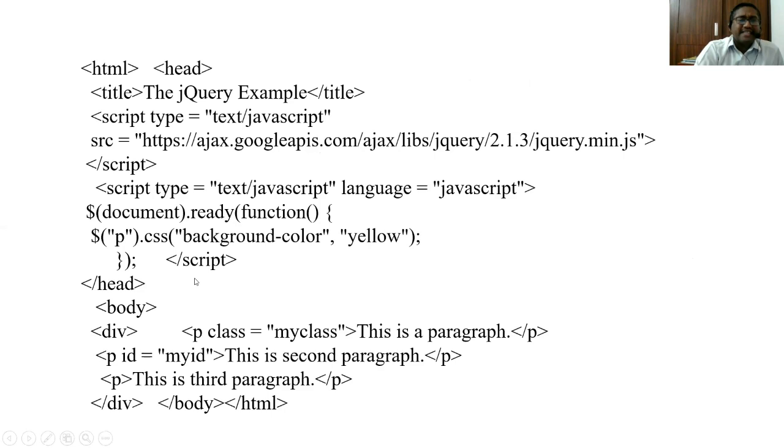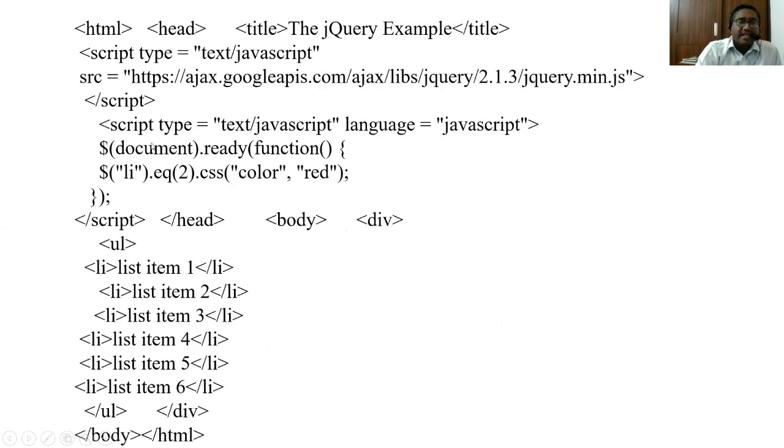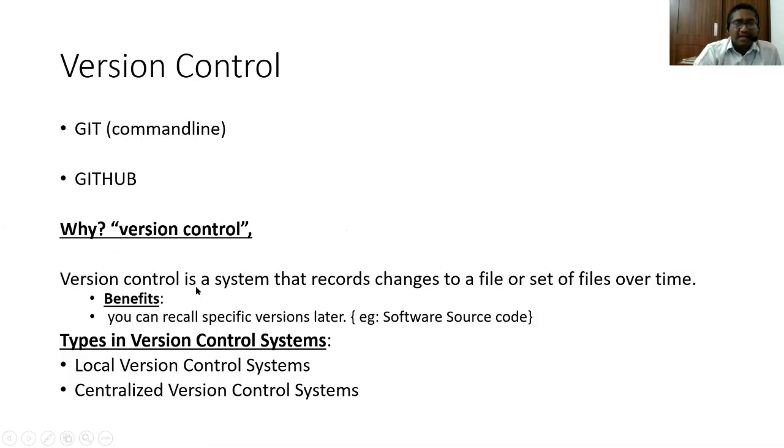One small example, how to change the paragraph tag background. You see here, this is the jQuery code. $(document).ready function, p paragraph. Wherever the paragraph tag is there, CSS background yellow will display. That is the theme given here. Similarly, another one here I gave li with eq of 2. That means only the second item of the list will display in red color. So list 2 will be displayed red. All the others will be normal.